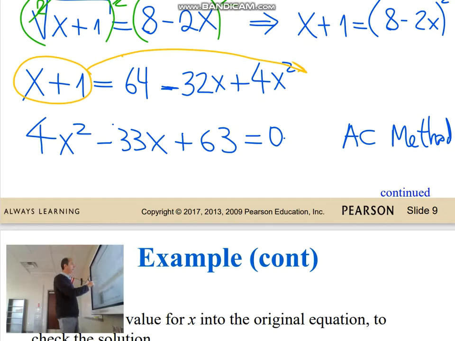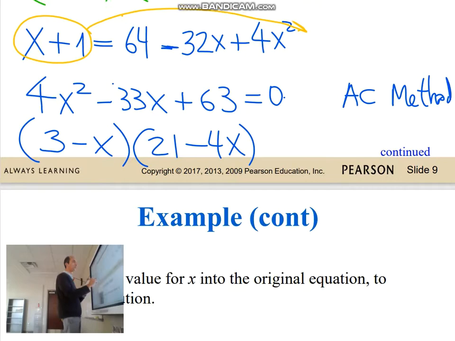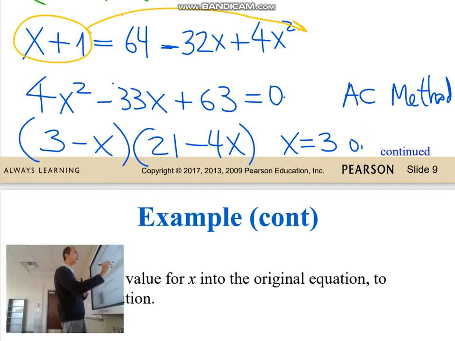That you find A times C, 4 times 63, and you have B equals negative 33. You find two numbers that multiplied are equal to A times C, and the sum of the numbers is equal to negative 33. This is one way we learned how to solve this kind of equation, by factoring it out. We will learn in other sections another way and other formulas, but right now let's use this, and then you're going to have 3 minus x times 21 minus 4x as how we factor it out. And the solutions: we have two solutions. One is x equals 3, and another one is x equals 21 over 4.